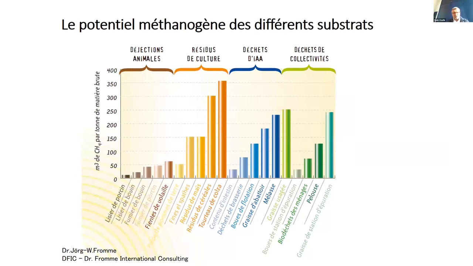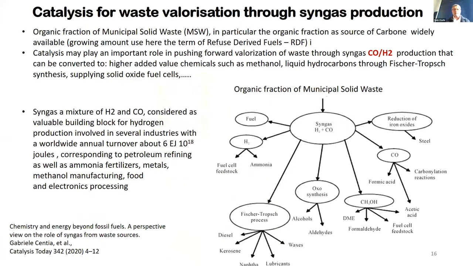And of course, here I show you that different resources can be used for producing methane. This is why this waste, mainly the organic fraction, can be regarded as a valuable resource for providing carbon, through methane and CO2, that we can use to produce syngas. And if we get the syngas, then we can have several applications, as Professor Dodi explained earlier in his talk.